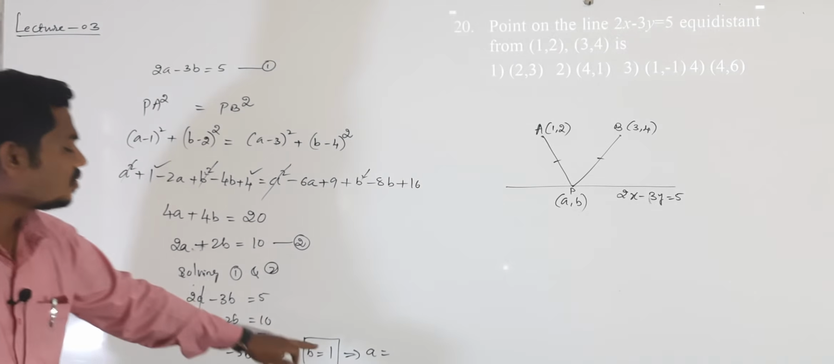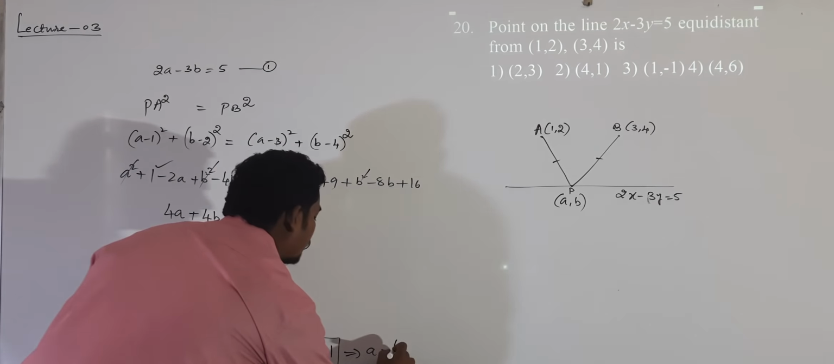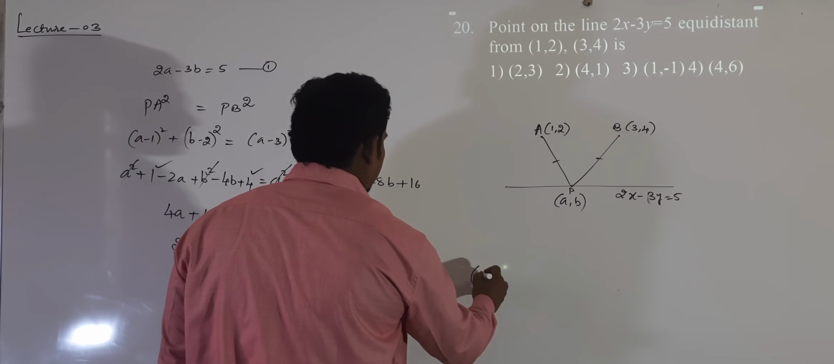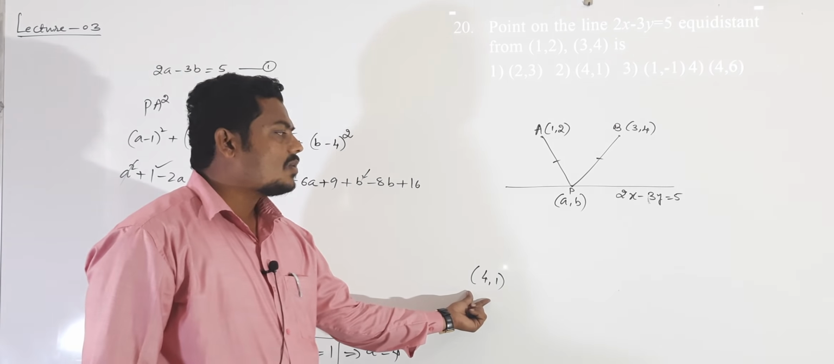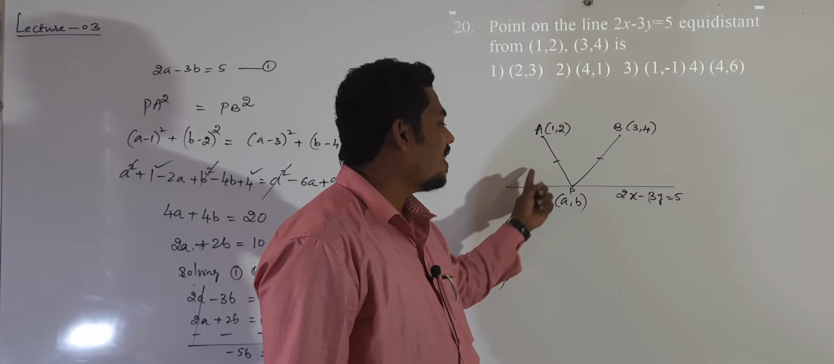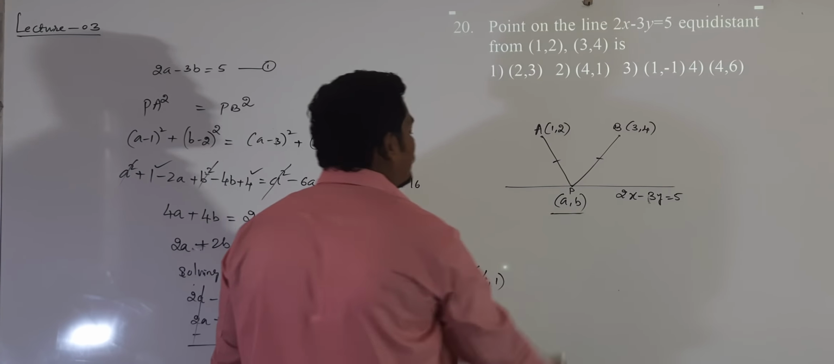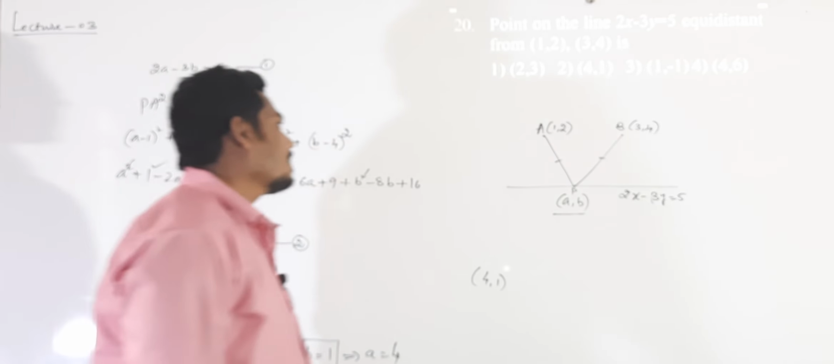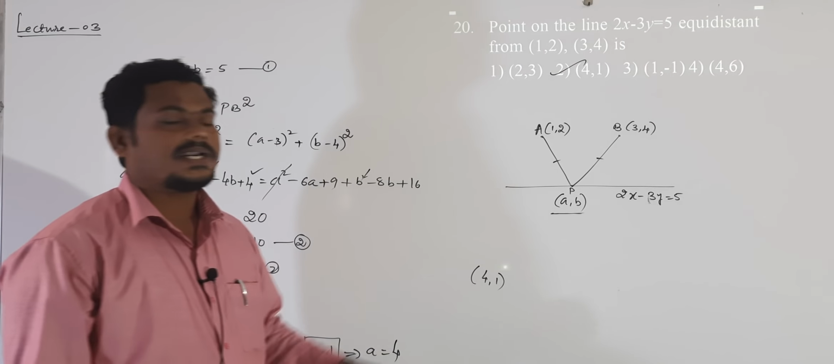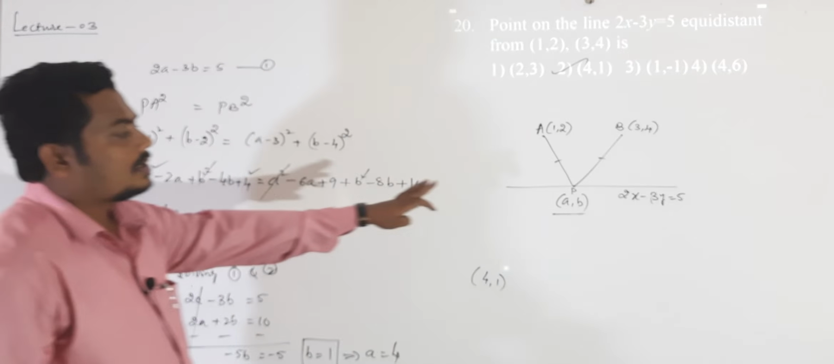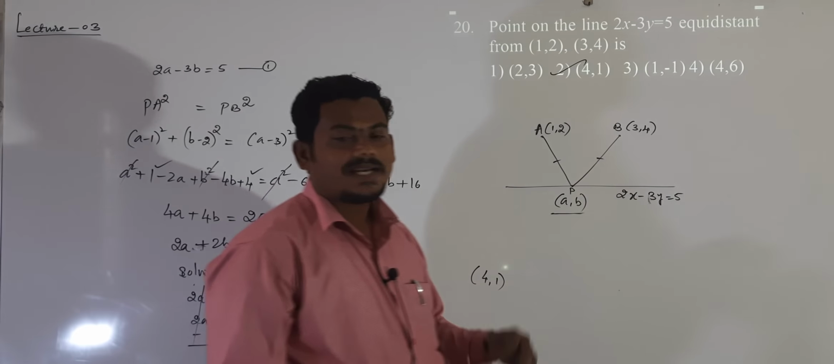Now put b equal to 1 in equation number 1. B value 1 means clearly A value is 4, so our required point is 4 comma 1. This point 4 comma 1 is equidistant from these 2 points and lies on this line. If you solve equations number 1 and 2, then we get the required point. Then which one is the correct answer? Second option is the correct answer, right? X coordinate 4, y coordinate 1. This point lies on this line, so replace x as A, y as B and simplify, right?